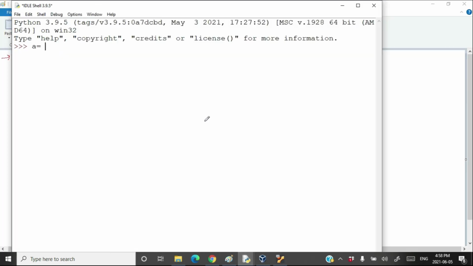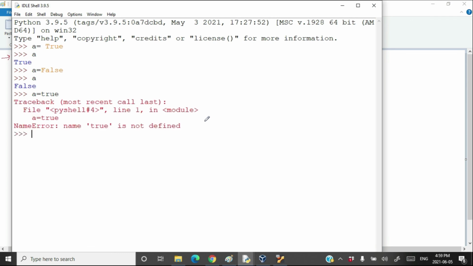A is equal to True. Type A, here it is True. A is equal to False, and here it is False. A is equal to true with a small t, and that is not the Boolean literal. The Boolean literal True always starts with a capital T, and the Boolean literal False always starts with a capital F. Only T and F are capital, nothing else.